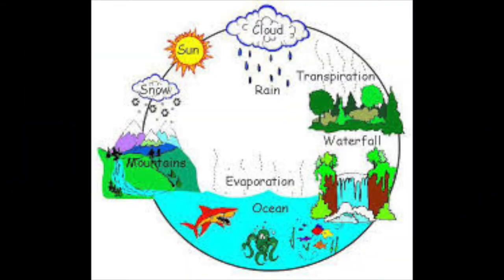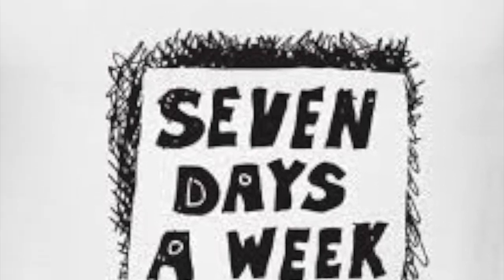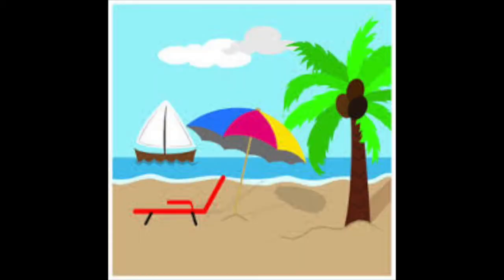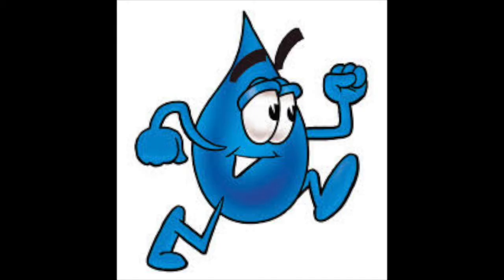These elements all work together in order to maintain the amount of water we have on Earth. The cycle repeats itself 24 hours a day, 7 days a week. It's happening right now. So, the next time you take a swim at the beach or get water from the sink, think about the journey that those little water droplets took to get where they are today.